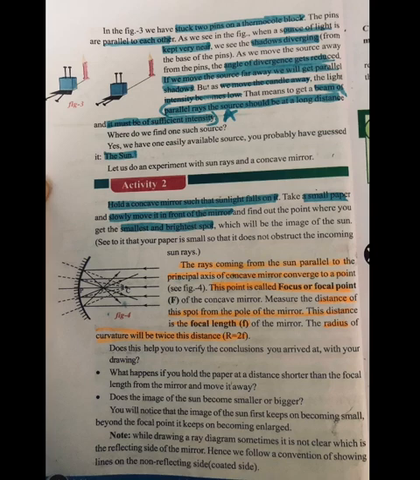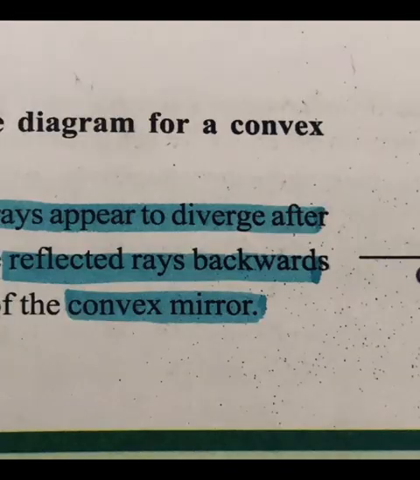So when the light beams are parallel to the principal axis and they converge on a concave mirror, they will meet at a certain point. This point will be known as the focal point. And for a convex mirror, all the parallel rays will appear to diverge from the reflection point. When these reflected rays are extended backwards, they will meet at the point of focus, or the focal point.